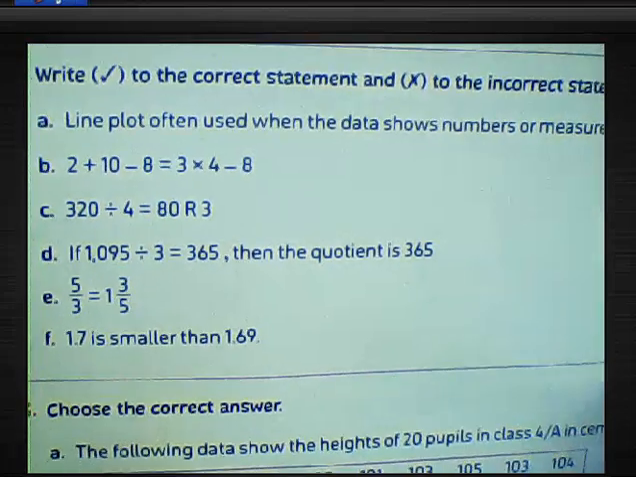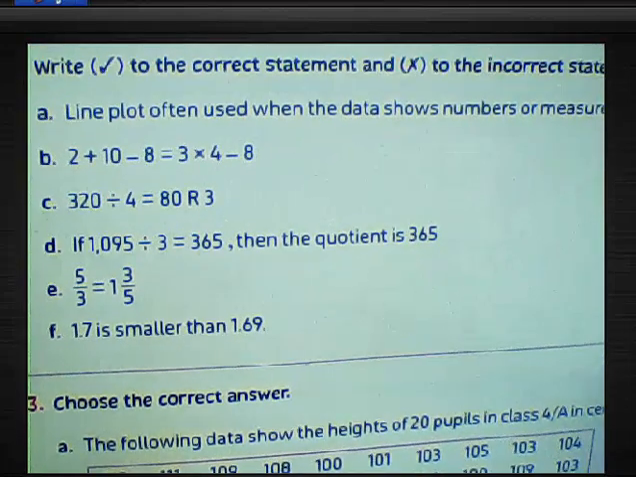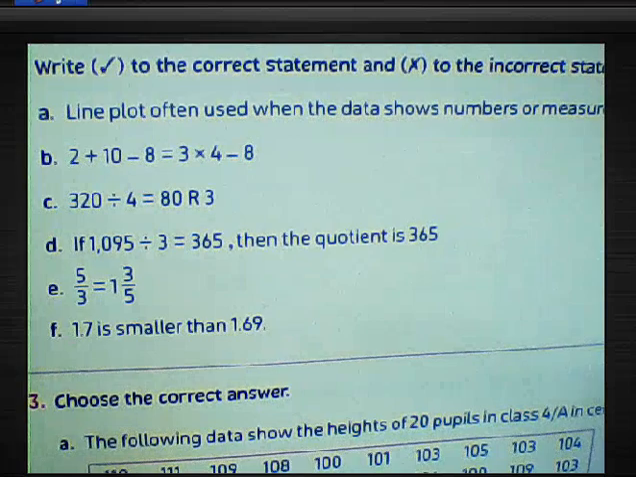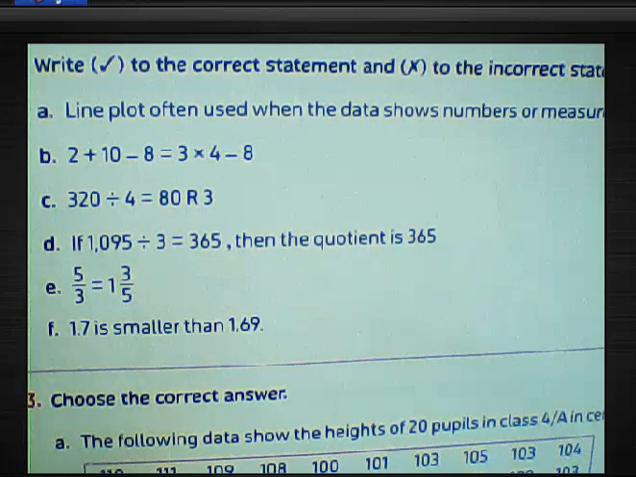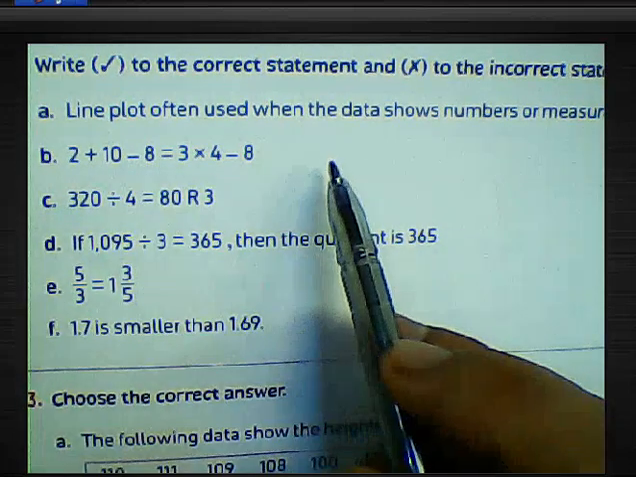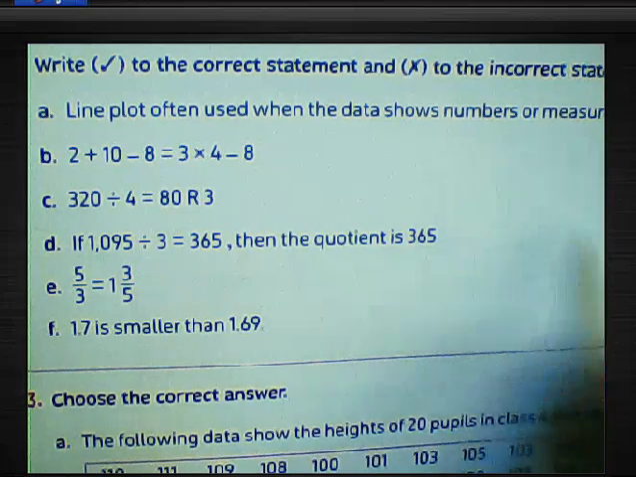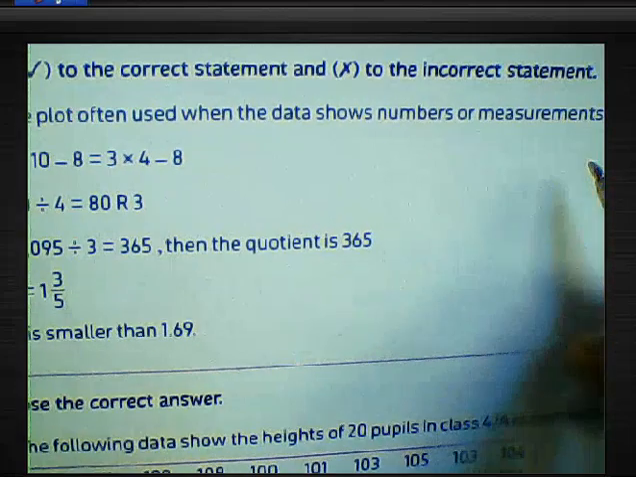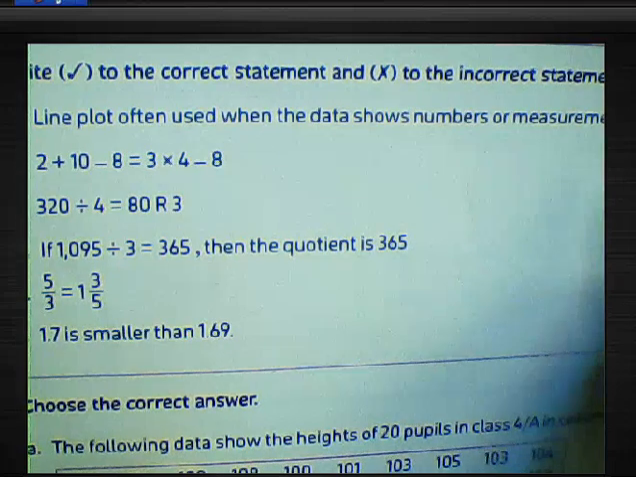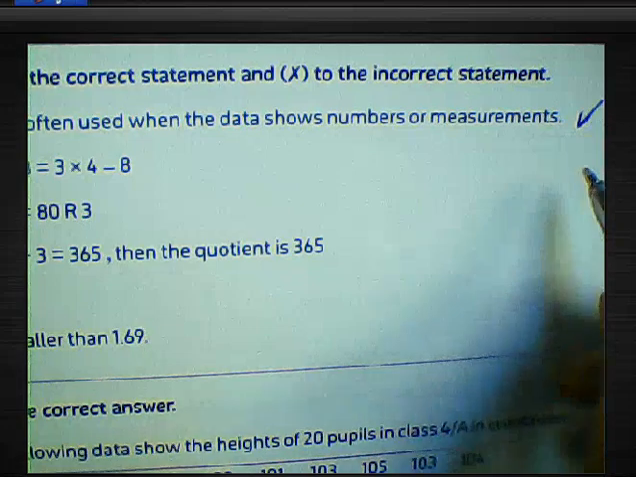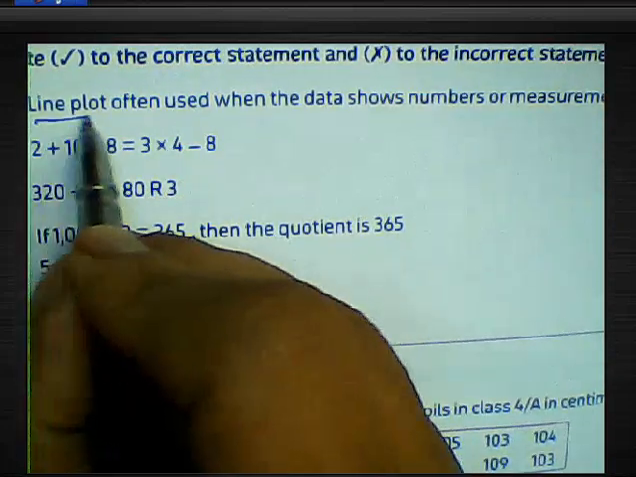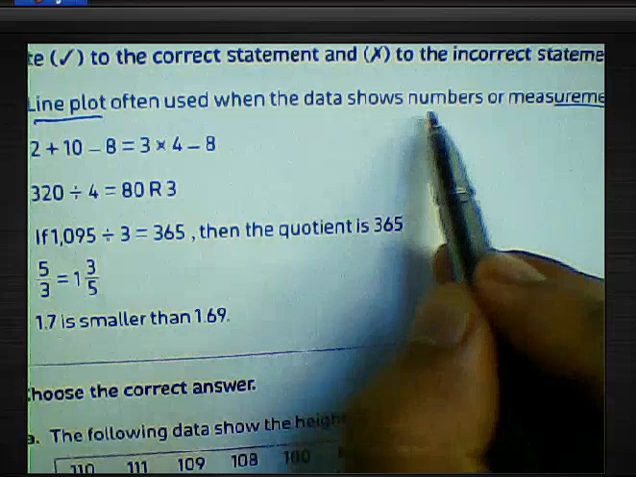Question number 2. Write true or false. Write true to the correct statement and false to the incorrect statement. Letter A, line plot is often used when the data are numbers or measurements. It's true. We can use a line plot for measurements or data.